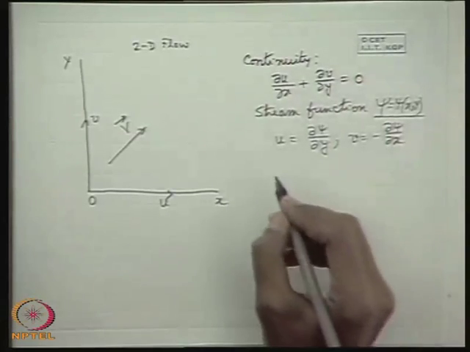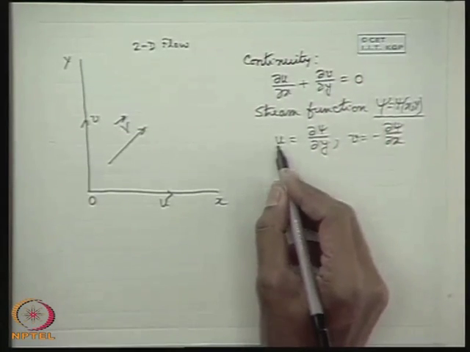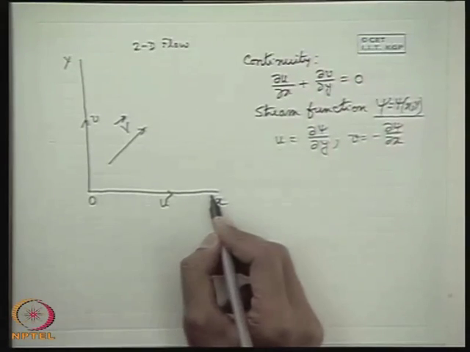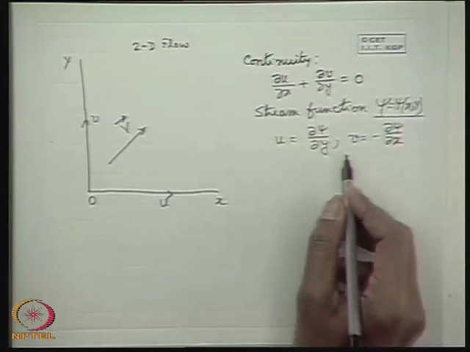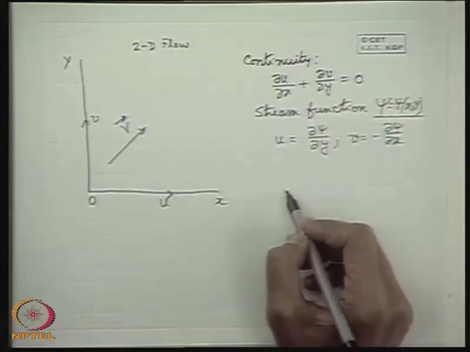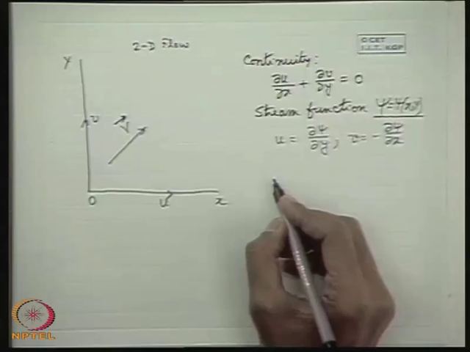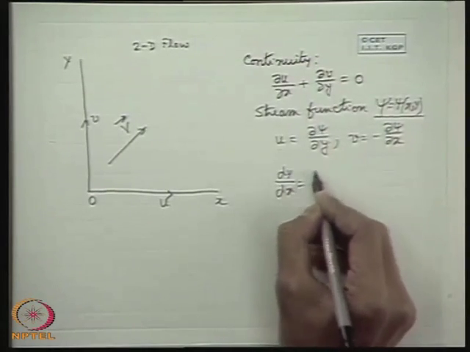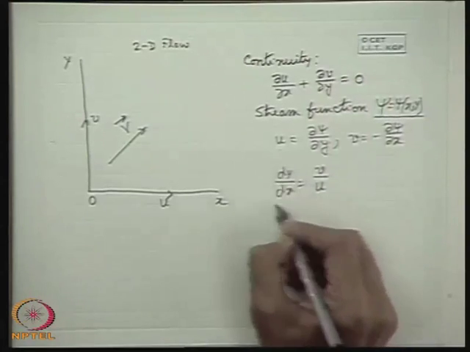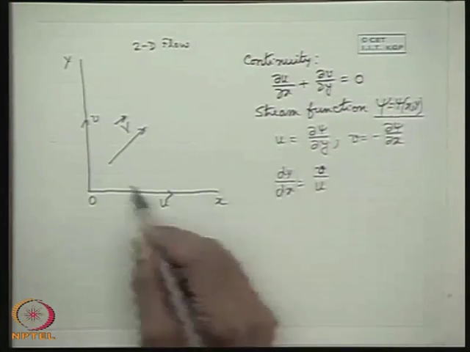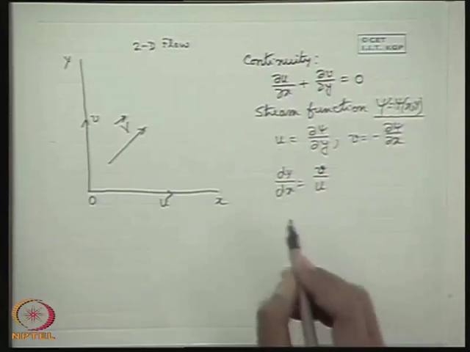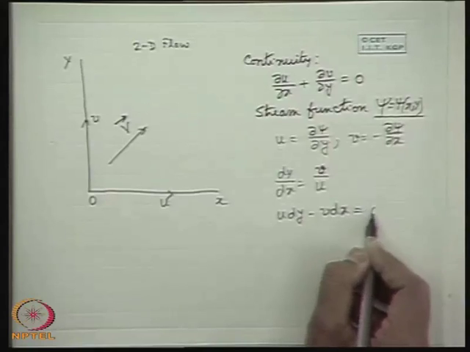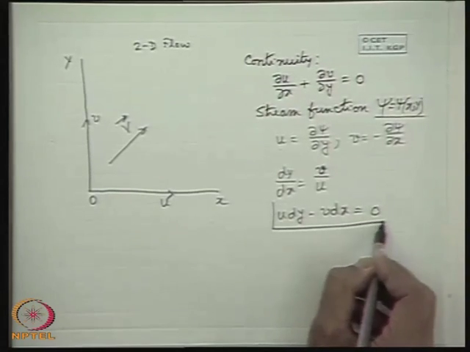Now you see that we know that for a streamline, the stream function psi remains constant along the line. If we recall the definition of a streamline, we know that the tangent to it at any point represents the velocity vector, and the equation of a streamline in a two-dimensional frame is dy dx equal to v by u, because the slope of this streamline gives the direction of the velocity vector. So for a two-dimensional case it gives u dy minus v dx is equal to 0. This is nothing but the equation of a streamline.